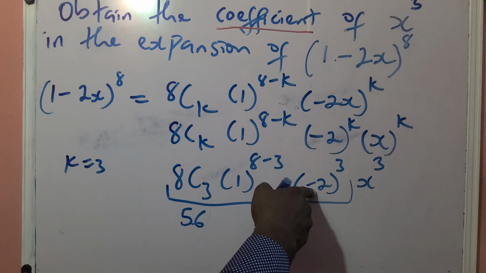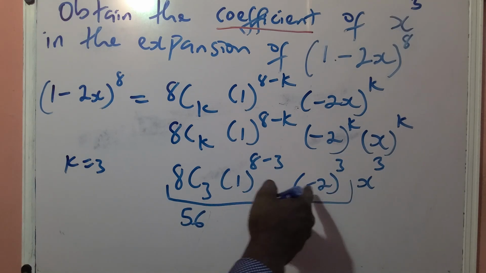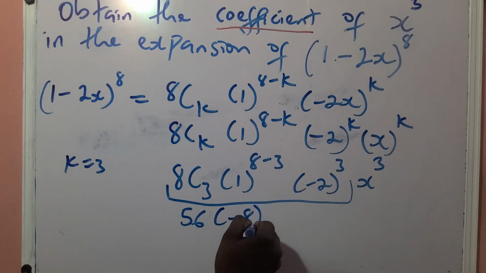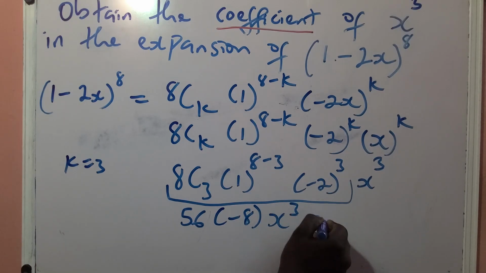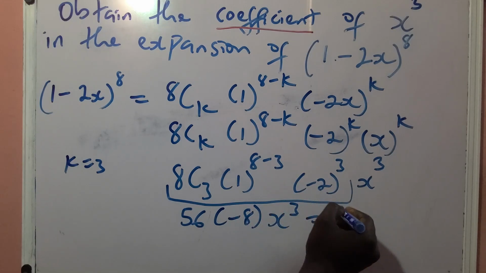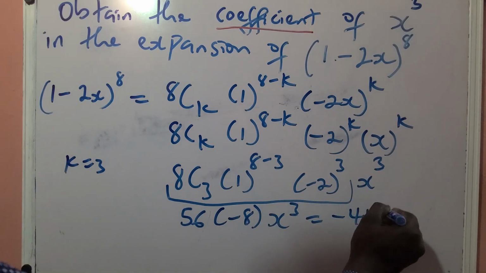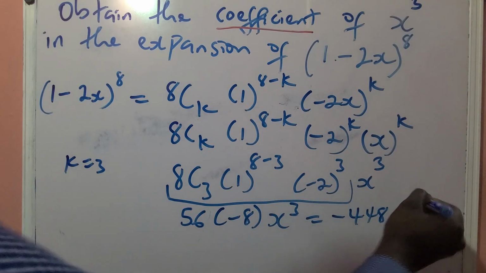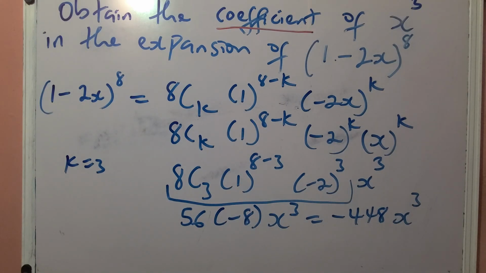And 1 raised by anything, we know that's going to be 1, so that will not have any effect. Then we have minus 2 raised to the power 3, and that will be minus 8. So x raised to the power 3. So what we have here is 56 times minus 8, which will give me a value of minus 448 x raised to the power 3. So according to the question we're given, we're told to find the coefficient. So this is our coefficient, minus 448. So the answer to this question is minus 448.